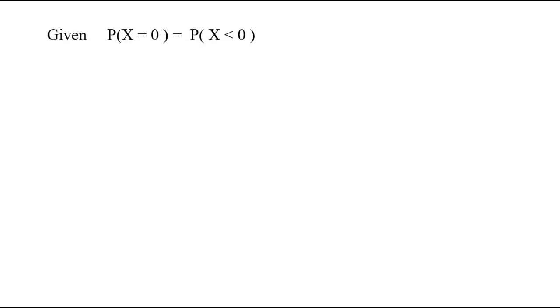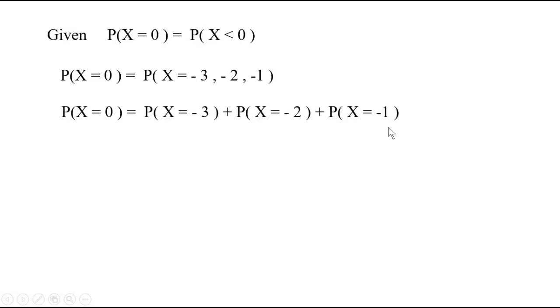Now write down the first condition which is given. Now from this condition, x is less than 0. The random variable which takes the value less than 0 is minus 3, minus 2, minus 1. So in the right hand side, we are going to add the probabilities. And you know probability of x equal to 0 is D. And probability of x equal to minus 3 is A. And so B plus C. We have got our first equation using the first condition.